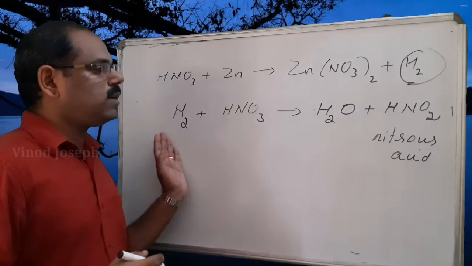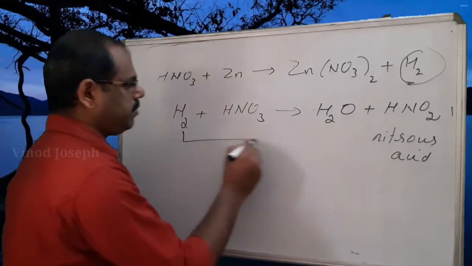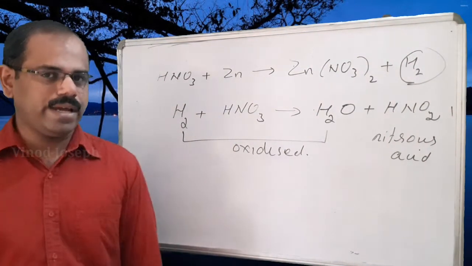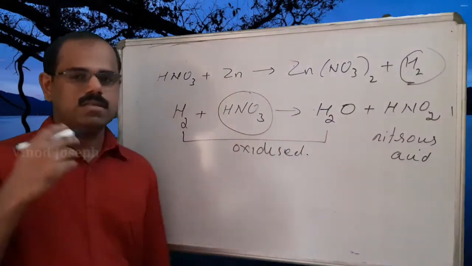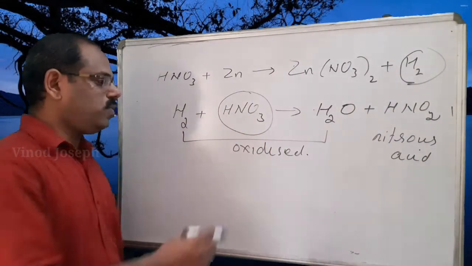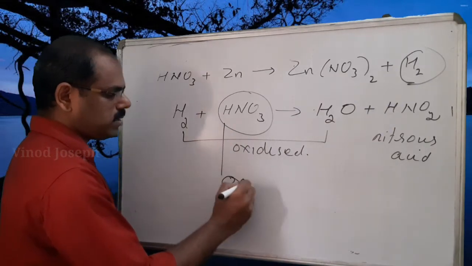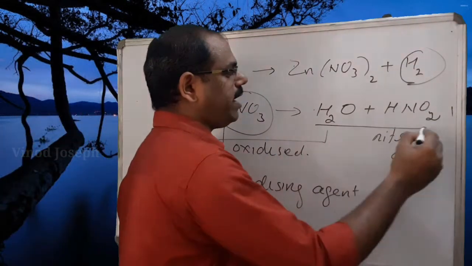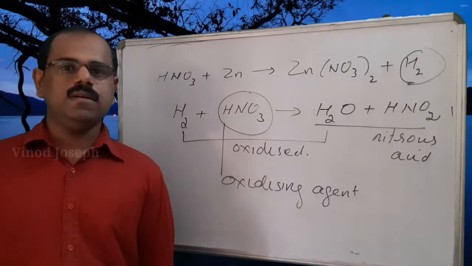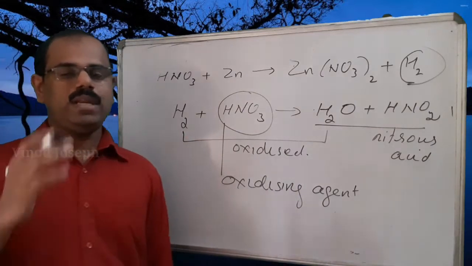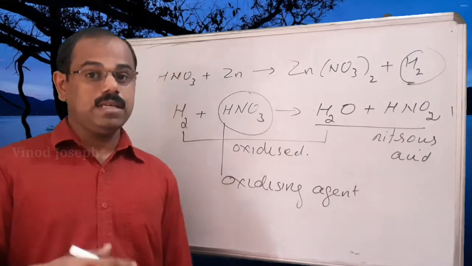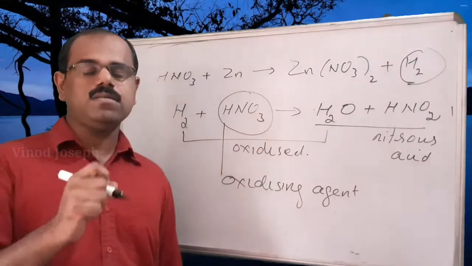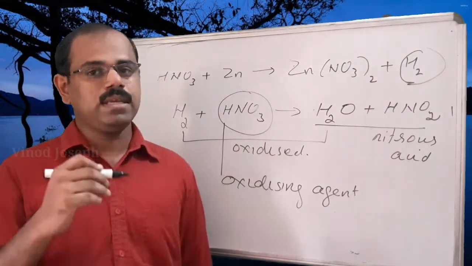The hydrogen produced here is oxidized to water. Who oxidized hydrogen? Nitric acid oxidized hydrogen gas to water. So we can say nitric acid is a good oxidizing agent. You see the final product: we don't have the hydrogen gas. So it's an exception which you should keep in mind. When nitric acid reacts with a metal, it doesn't produce hydrogen gas. It oxidizes the hydrogen gas produced to water, because nitric acid is a good oxidizing agent.